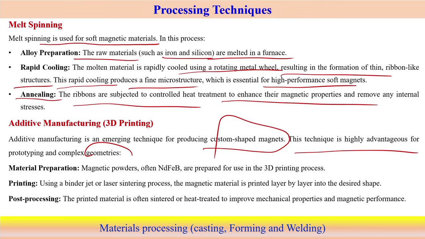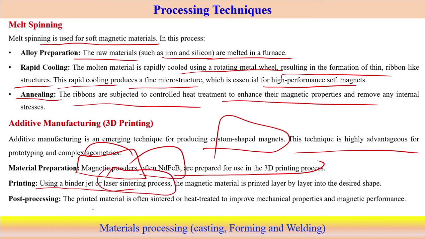In this case, the material preparation is first: the magnetic powders are produced, usually Nd, niobium, Fe and boron, mixed in a proportionate way and prepared so that they are ready for the 3D printing process. Then using some binding element or a sintering operation, a laser sintering process, we bind these powders together, which is part of the additive manufacturing process, and the magnetic material is printed layer by layer to get the desired shape.